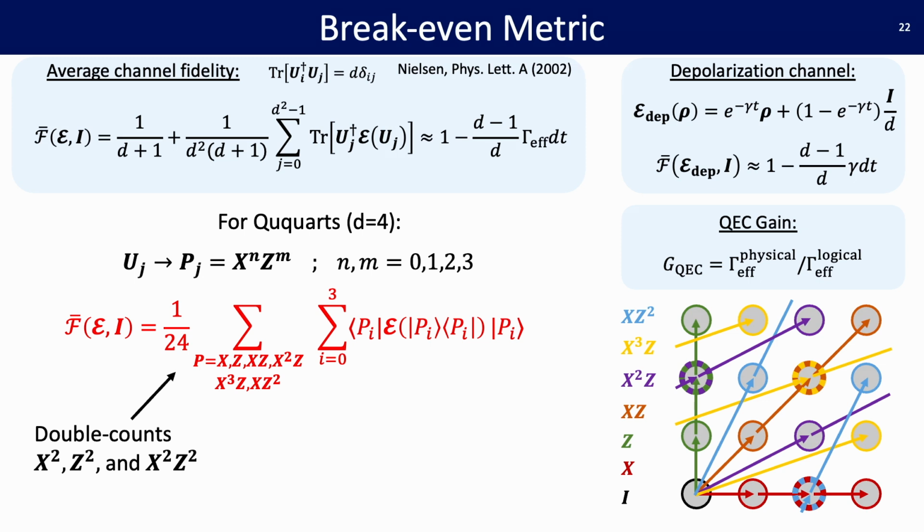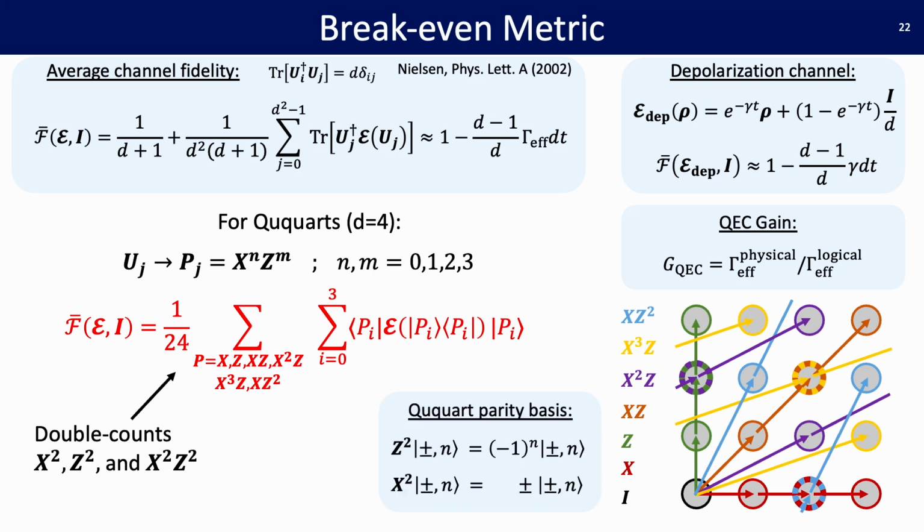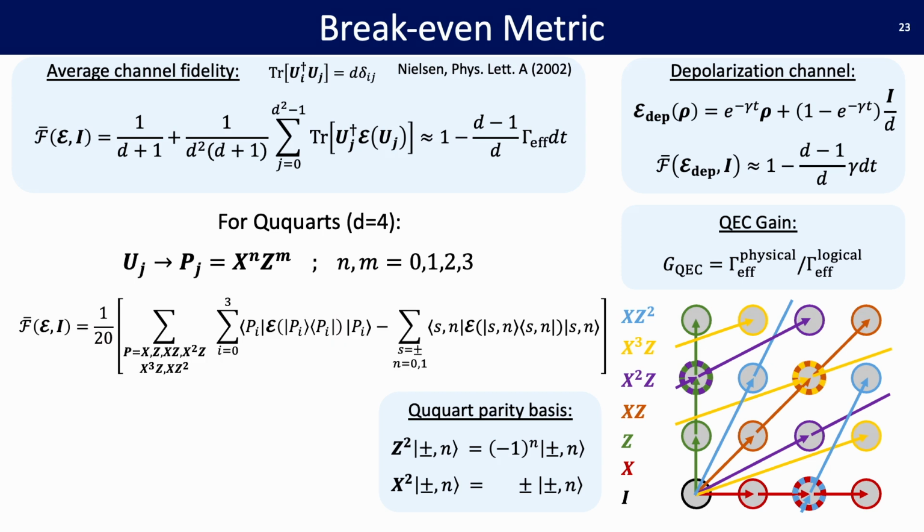Conveniently, all 3 of these operators commute with one another, so they could be simultaneously diagonalized in what I call the ququart parity basis, where the ququart can be viewed as having 2 bits of parity, one x-like bit associated with the eigenvalue of x squared, and one z-like bit associated with the eigenvalue of the z squared operator. So now the prescription is a bit different. We need to subtract off the double counting due to these operators.